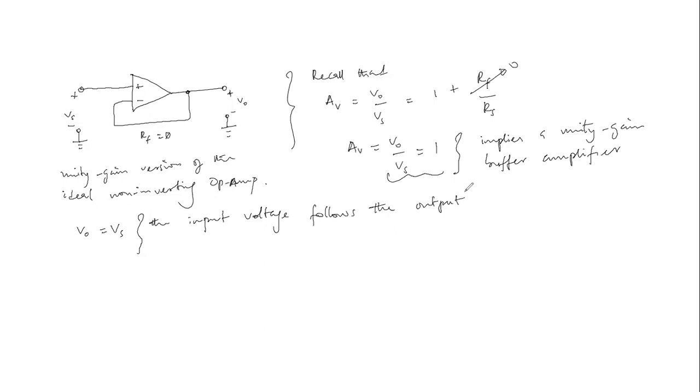So should we desire a system where the output voltage will be the same as the input voltage, then the unity gain buffer amplifier will be a perfect fit for that circuit. And hence, the unity gain buffer amplifier is also referred to as the voltage follower. Voltage follower, largely because the input voltage follows the output voltage.